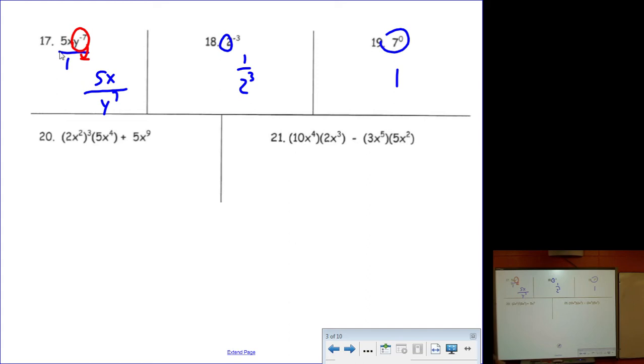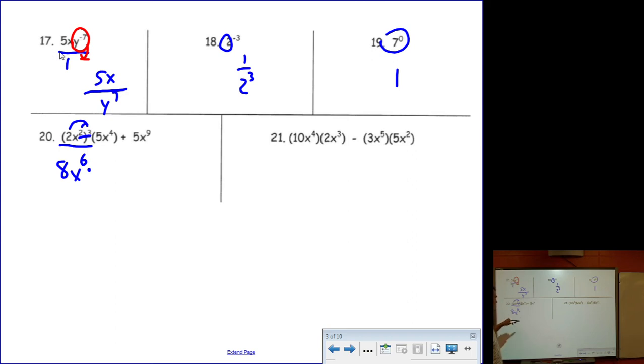All right, here I have a little work to do. First, I need to do this part of the problem. I need to apply the 3 to each thing. 2 to the 3rd power is 8. 2 times 2 times 2. X squared to the 3rd power. I'm going to multiply those because it's a power to a power.